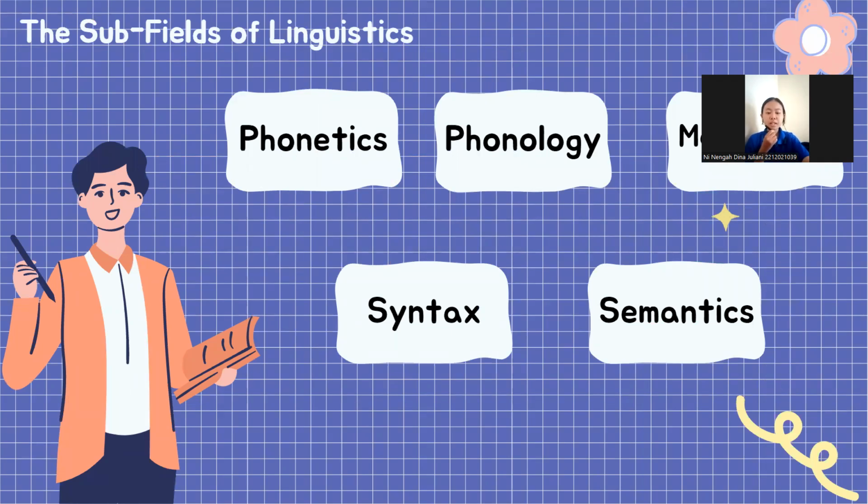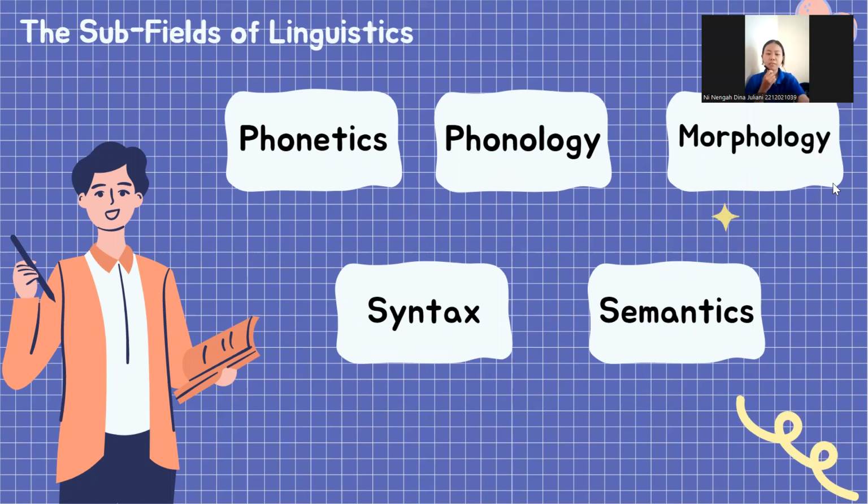So, as you can see on the screen, there are the subfields of linguistics. First is phonetics, second is phonology, third is morphology, fourth is syntax, and last is semantics. So let's find out what those are. First, phonetics. Phonetics is the study of speech sounds. The study is concerned with questions like what specifically defines different accents.